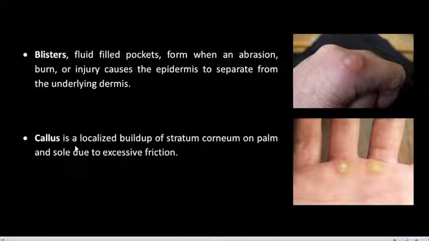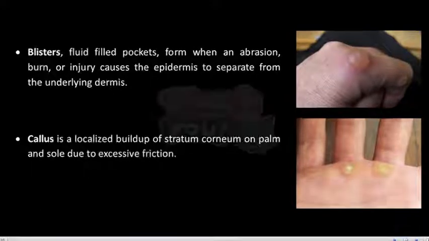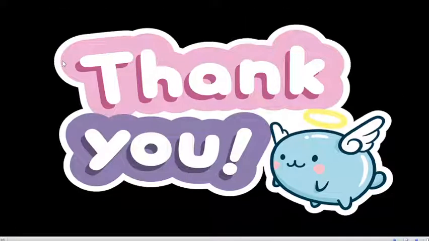Next, we have callus. So, localized build-up of stratum corneum, meaning hindi na namumuo lang yung mga dead cells, hindi sila natatanggal. Kaya nagkakaroon ng pagkapal, no, ng layer ng skin. Kasi nga hindi natatanggal yung dead cells. So, you can find this on the palms, the soles, due to excessive friction. So, those are the different disorders.